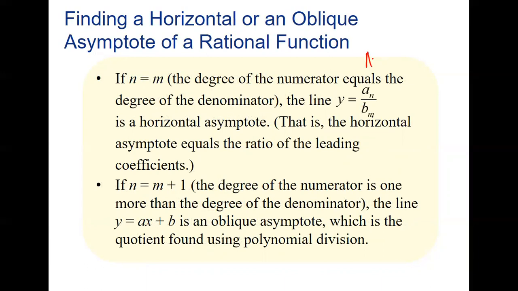If the degree of the numerator equals the degree of the denominator, that means you have a horizontal asymptote, which is y equals your leading coefficients divided. So the leading coefficient in the numerator divided by the leading coefficient in the denominator. The horizontal asymptote is y equals the leading coefficient in the numerator divided by the leading coefficient in the denominator.